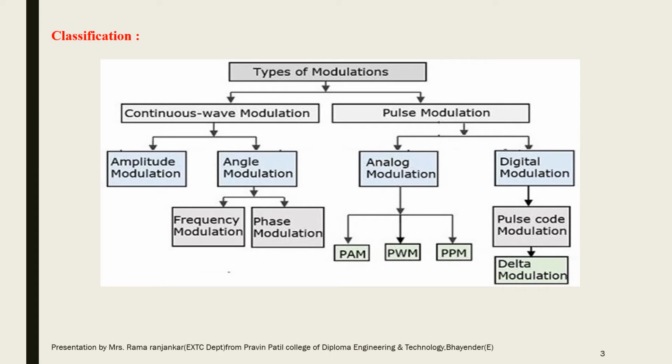Now we go to pulse modulation, which is of two types, analog modulation and digital modulation. Analog modulation is categorized as PAM, that is pulse amplitude modulation, PWM, that is pulse width modulation, and PPM, called pulse position modulation. While digital modulation is either pulse code modulation or delta modulation.